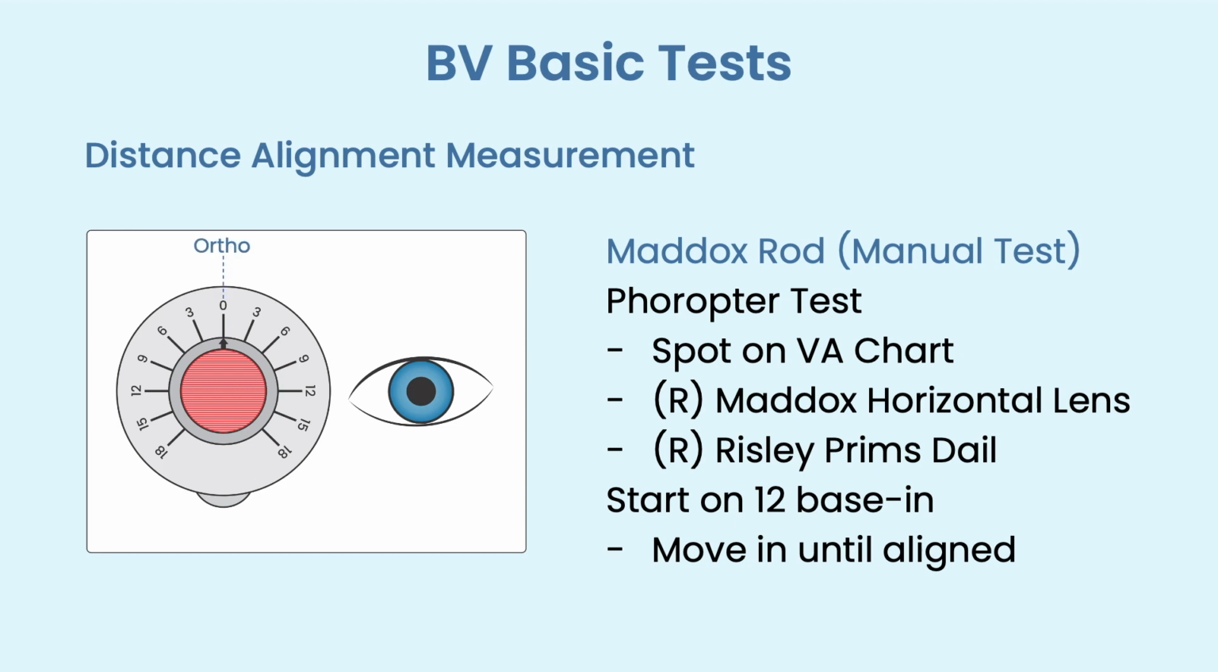Is it at 0 or ortho? Is it still on base in, where the arrow is still on the nasal or inside of the 0? Or is it at base out? Is the arrow on the temporal or outside of the 0? And what is the amount?